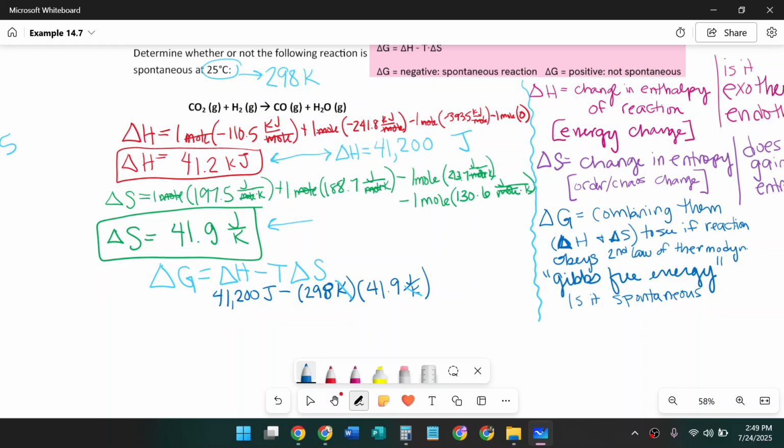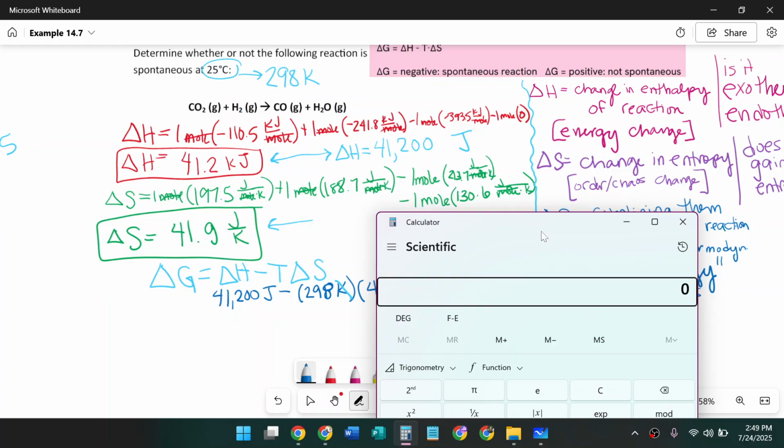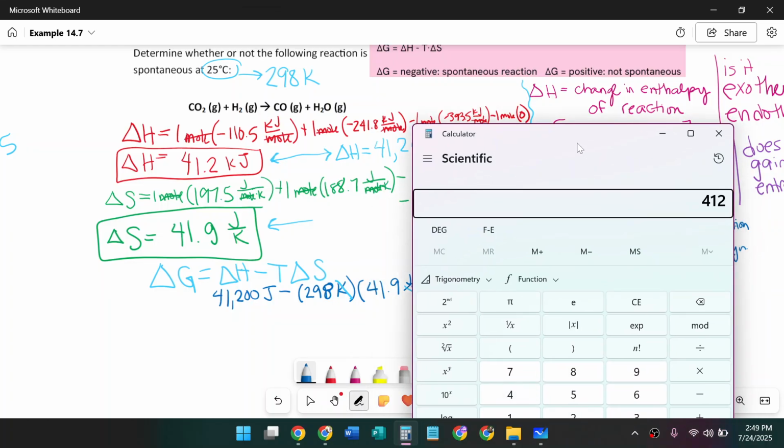All right, so we're going to put that into the calculator. And we'll talk about significant figures if it becomes a need. So 41200 minus, we're going to multiply these two numbers, 298 times 41.9. And the answer we get is 28,713.8. So let's look real quick. We started by multiplying. I probably should have done that in pieces, the multiplying part, to make sure that we kept the right number of significant digits. So let me go back and do that real quick.